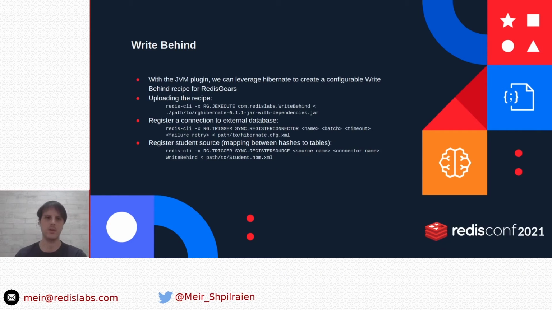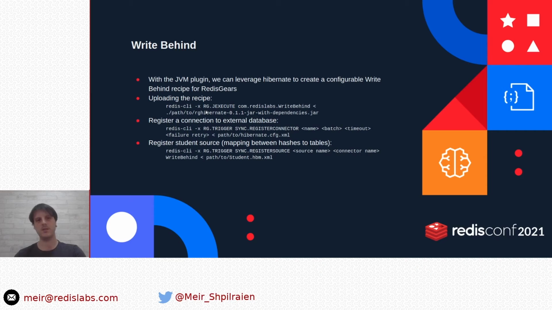So this is how it works. And as I said before, we re-implemented it using the JVM, and we are leveraging the Hibernate capabilities in order to be able to connect to many different databases and do better mappings between hashes and the backend data. So here is an example of how you can upload the recipe that we wrote. It's called RG Hibernate. And you just send it using the JExecute command. JExecute is a Java version of PyExecute. So you can send the jar file into RedisGears, and RedisGears will run it.